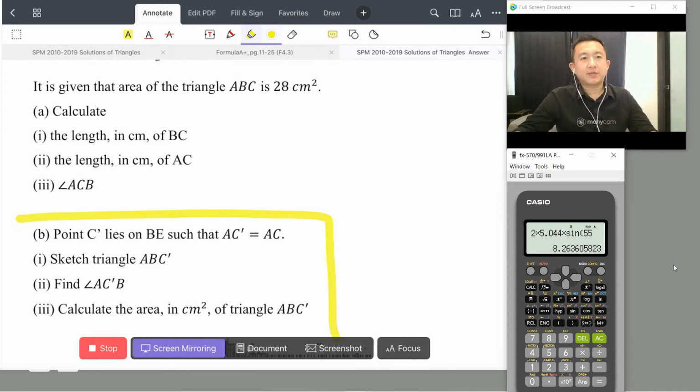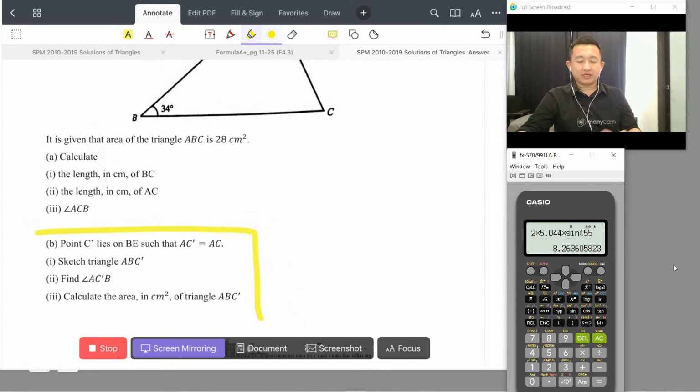Is it very similar? Point C prime lies on BE such that AC prime equals AC. Sketch the triangle, find the new angle, calculate the area of the new triangle. It is exactly the same, the way they ask. 2010 and 2012, same thing. Okay, so now we only look into this. Let's ignore this part for now. Let's focus on the ambiguous case.